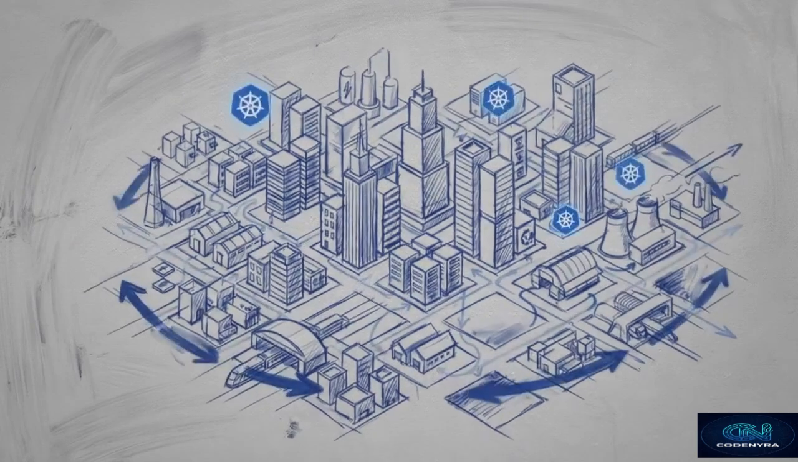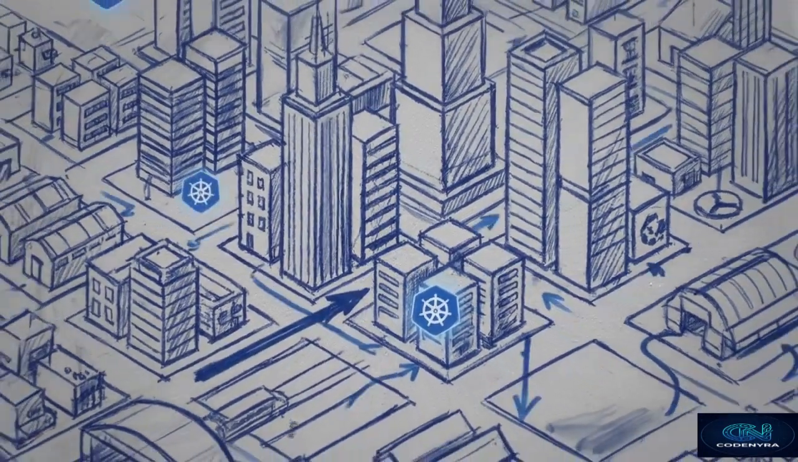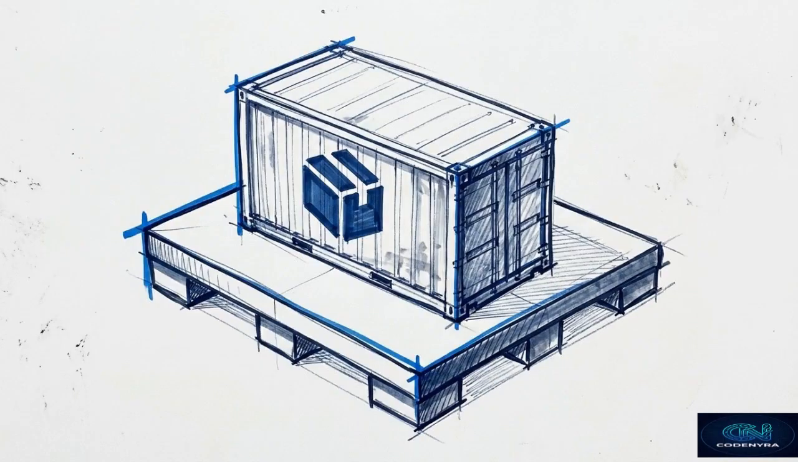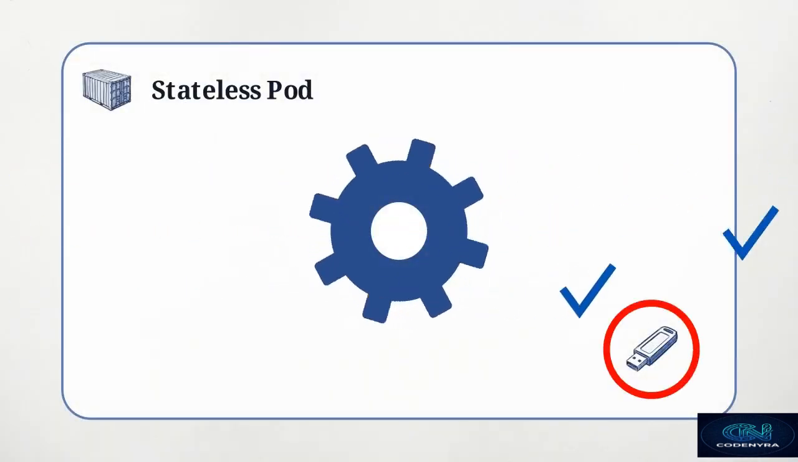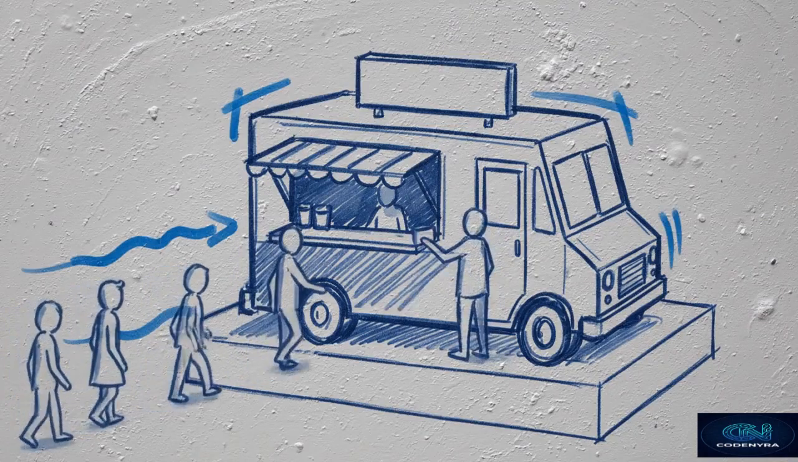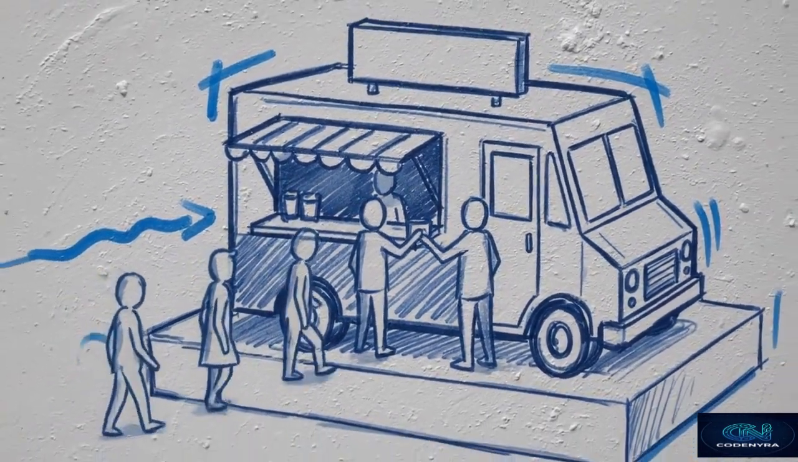To understand how a Kubernetes cluster works, it helps to picture a bustling, highly organized city grid. Inside this city, your applications are constantly being assigned to different neighborhoods based on traffic and available space. The most common type of application you will run here is known as a deployment. Because deployments handle standard web traffic, they operate entirely without memory. They are stateless, acting very much like pop-up food trucks that appear whenever and wherever hungry customers demand them.